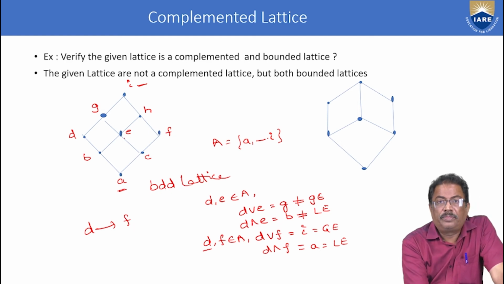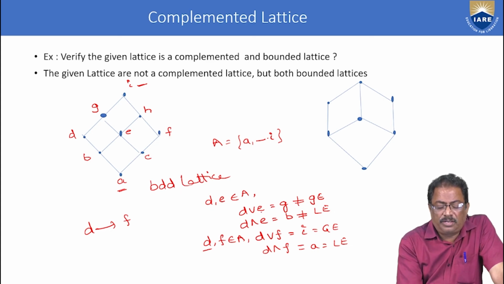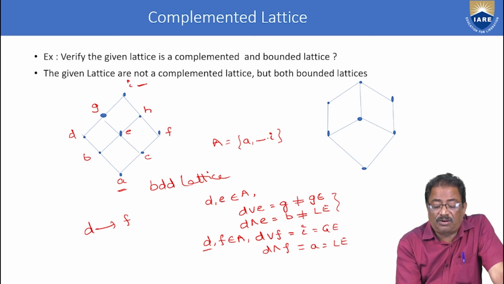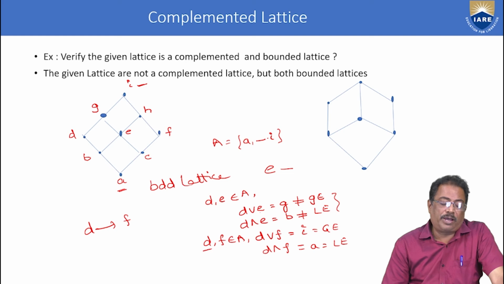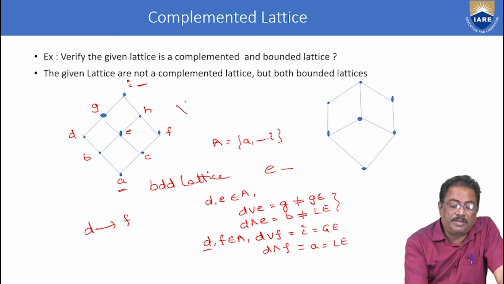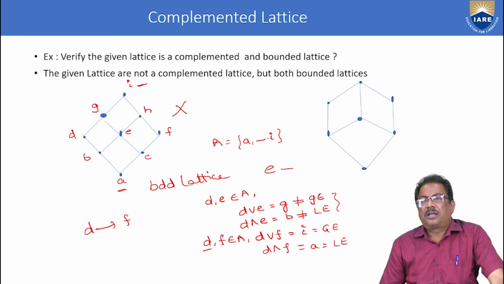And what about E? I am saying D, E: E is not the complement of D. And similarly, I am taking E, F. What is the least upper bound of E, F? It is H, which is not equal to the greatest element. So I can say that E will not have a complement. So this is not a complemented lattice.